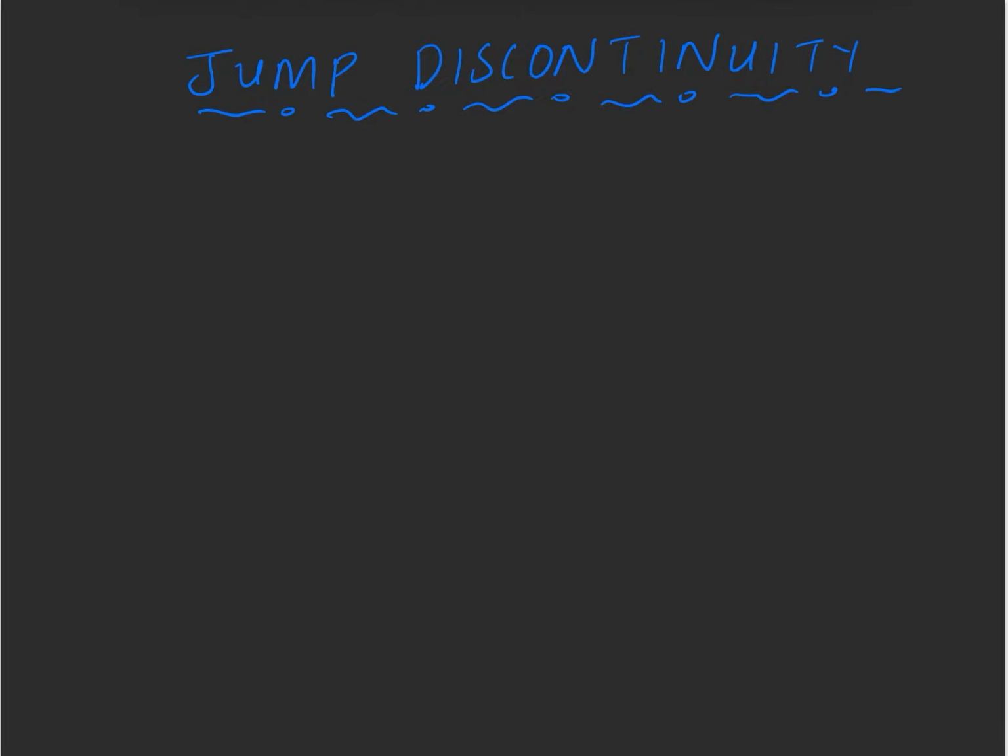Let's talk about jump discontinuity. What is a jump discontinuity? A jump discontinuity occurs when the function approaches two different values from the left and the right hand side of a point. And the formal notation of a jump discontinuity looks like this.